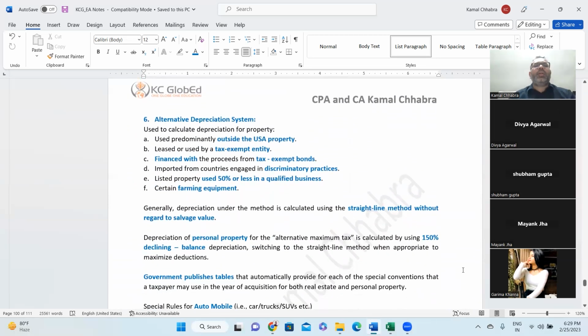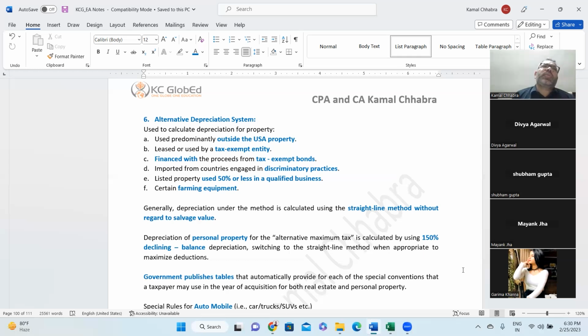Now the other depreciation is called the alternative depreciation system. Most of the time for tax purposes, we use the CAR system, which we have studied. But in some circumstances, we can use the alternative depreciation system also. Generally, that is the straight line method of depreciation. It may be used for depreciation of property which is predominantly outside the USA, or maybe for a tax-exempt entity.